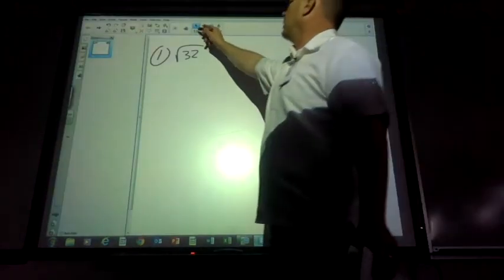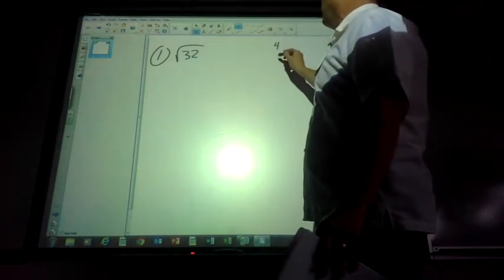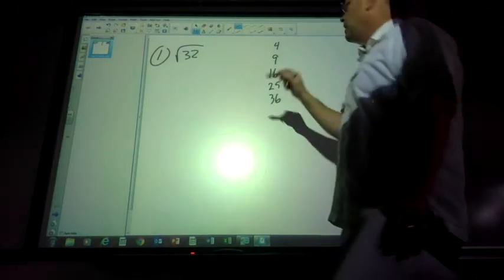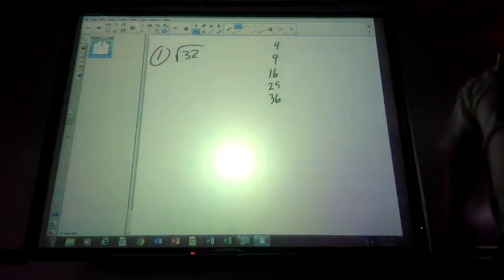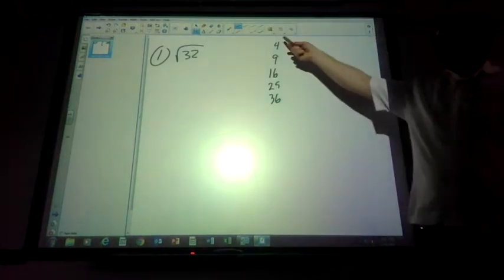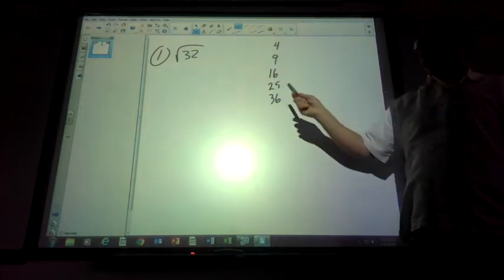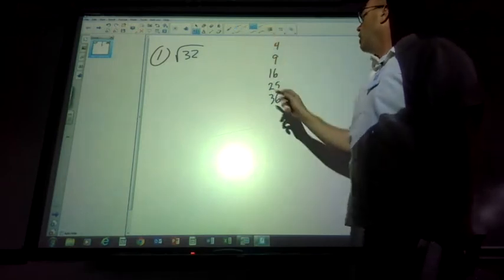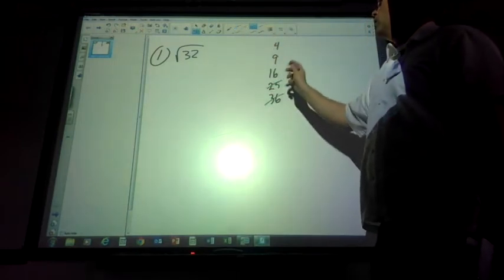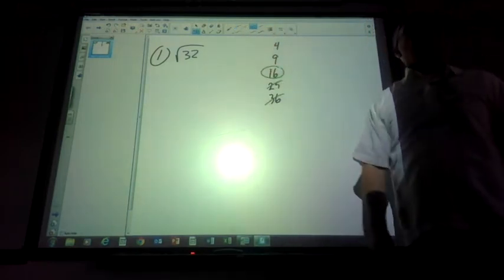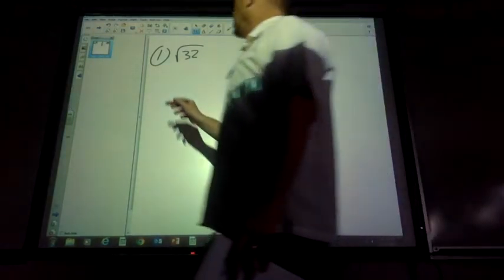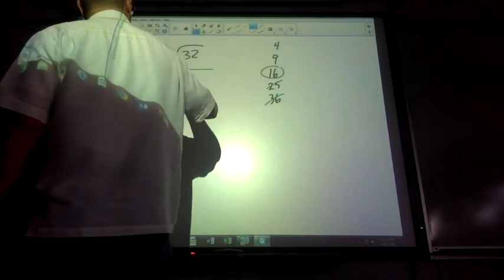So we have to start thinking about how to break this down. Perfect squares, I know I have 4, 9, 16, 25, 36. That's probably enough. You need to know how to generate these if you don't have them memorized: 2 times 2, 3 times 3, 4 times 4, 5 times 5, 6 times 6. It's that easy. So 36 won't work, 25 won't work. Does 16 times something give me 32? Times 2. So 16 is the largest perfect square.